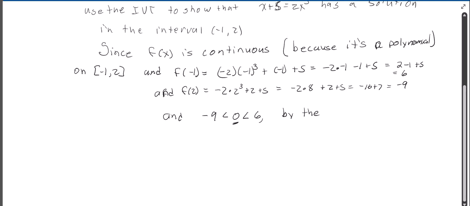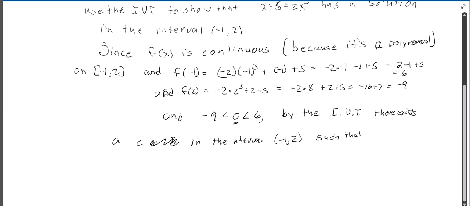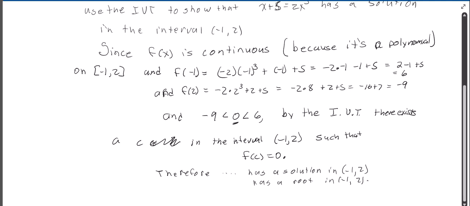By the intermediate value theorem, there exists a C, an element of the interval -1 to 2, such that f of C equals 0. Therefore, and then depending on which way the problem was worded, it has a solution in -1, 2, or has a root in -1, 2, just depending on how the problem is worded.